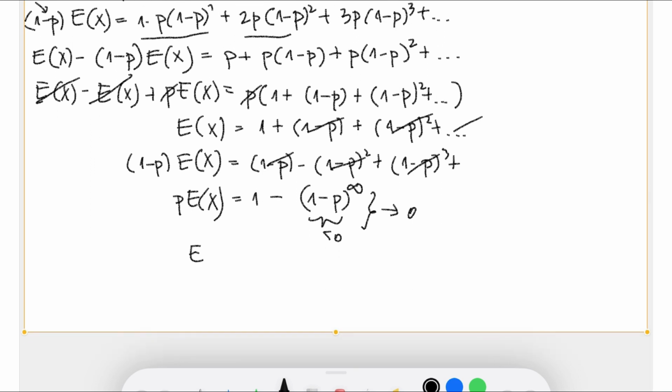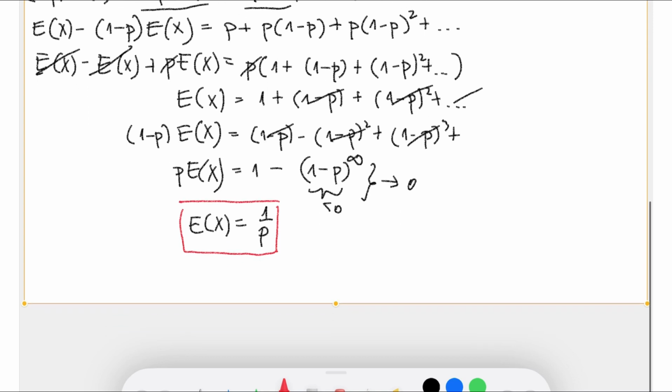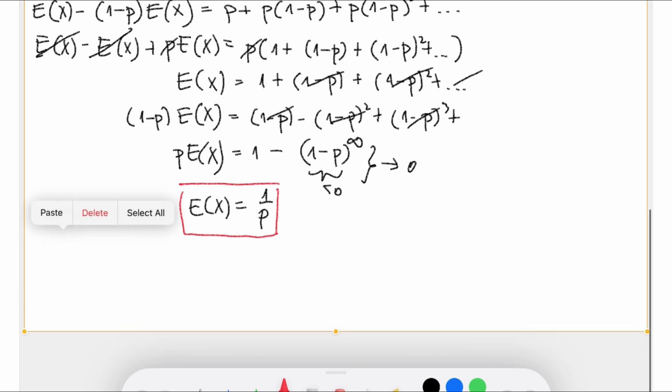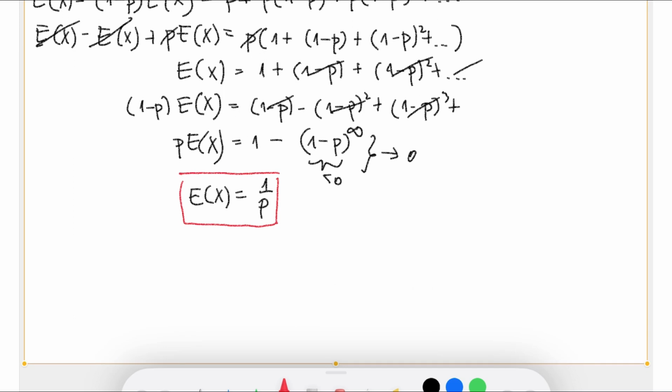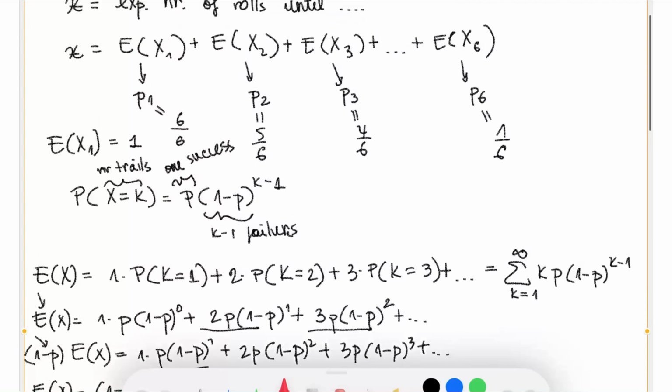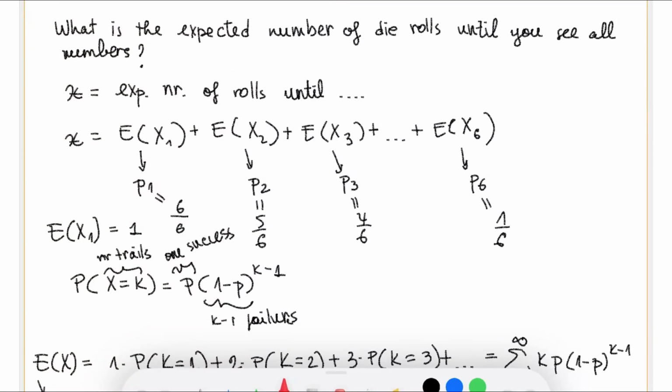So in the end, we are left with EX to be 1 divided by p, and this is one proof that shows that the expected value of a geometric variable is 1 divided by p. So this is what we will use to calculate our expected sum. So I will write it again. I will just copy all of this.